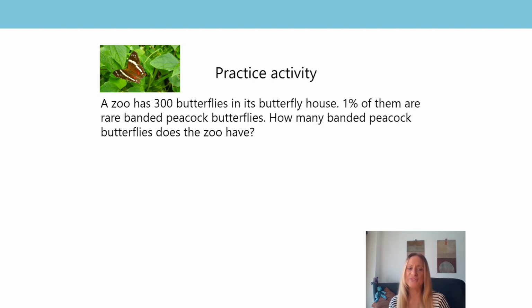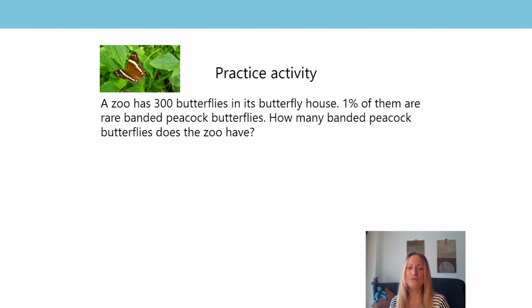So if 100% is equivalent to 300 butterflies, it says 1% of them are the rare banded peacock butterflies. What do we know is the relationship between 1% and 100%? Yes, that's right. We know that 1% is 1/100th of 100%. So it's 0.01, isn't it? 1/100th, 1%.